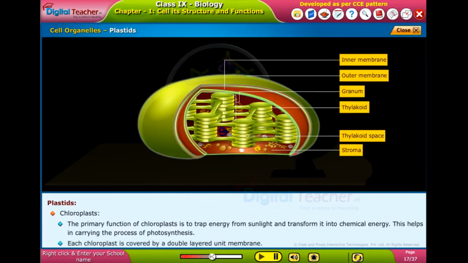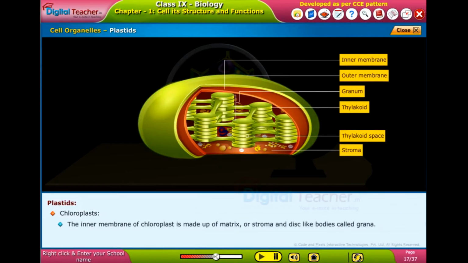Each chloroplast is covered by a double-layered unit membrane. The inner membrane of chloroplast is made up of matrix or stroma and disc-like bodies called grana.